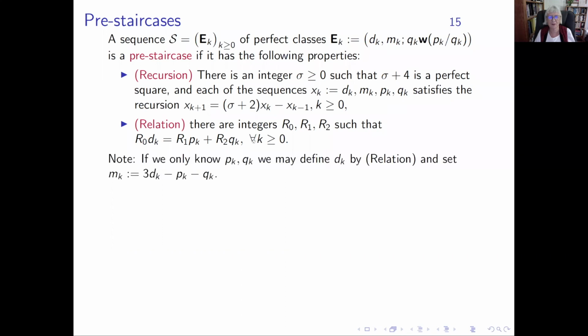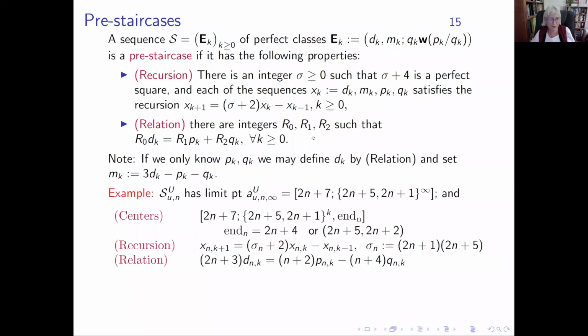We have this relation. And then the idea is that if all we know are the steps, P over Q, so we know the centers of the steps of our thing, then we define D by the relation. So we know what our relation is for the staircase. And then we define M from the first Diophantine relation, from saying C1 is 1. So that means that the staircase is completely described by the set of centers, P and Q, if you know the relation.